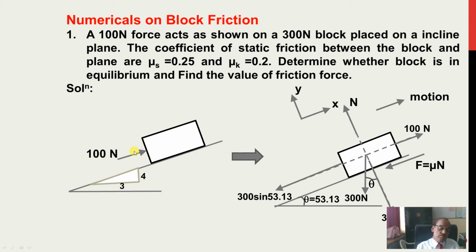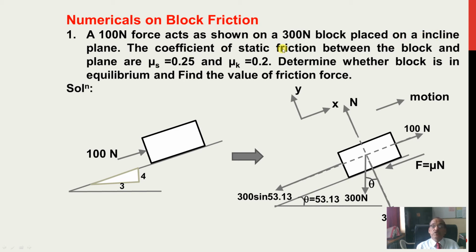You see, this block is resting on an inclined plane and a force of 100 Newton is applied. This inclination is given. This horizontal is 3, vertical is 4. So you can find out this angle theta, tan inverse 4 by 3, and it comes to 53.13 degrees. So a 100 Newton force acts as shown on a block. Self-weight of the block is given 300 Newton, placed on the inclined plane.